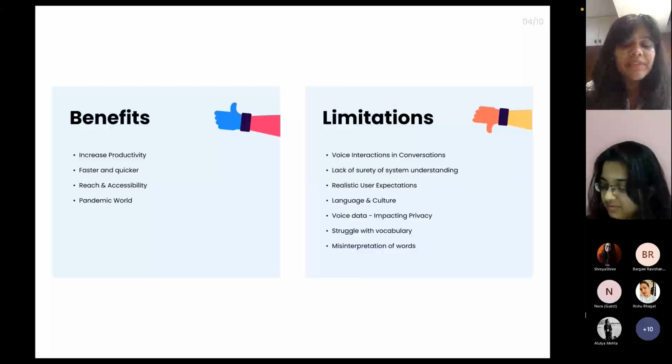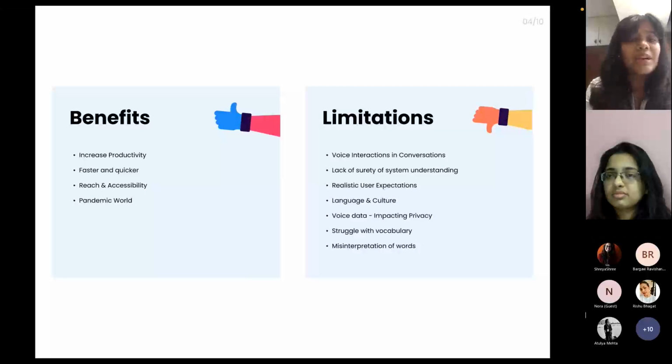It's faster and quicker. So the ability of our devices, when we type into our devices, it actually takes more time for the device to understand our typing. It's actually slower. Whereas when it comes to voice, the device is able to capture what the user is saying faster, and it makes the process faster and quicker. So it actually saves more time.